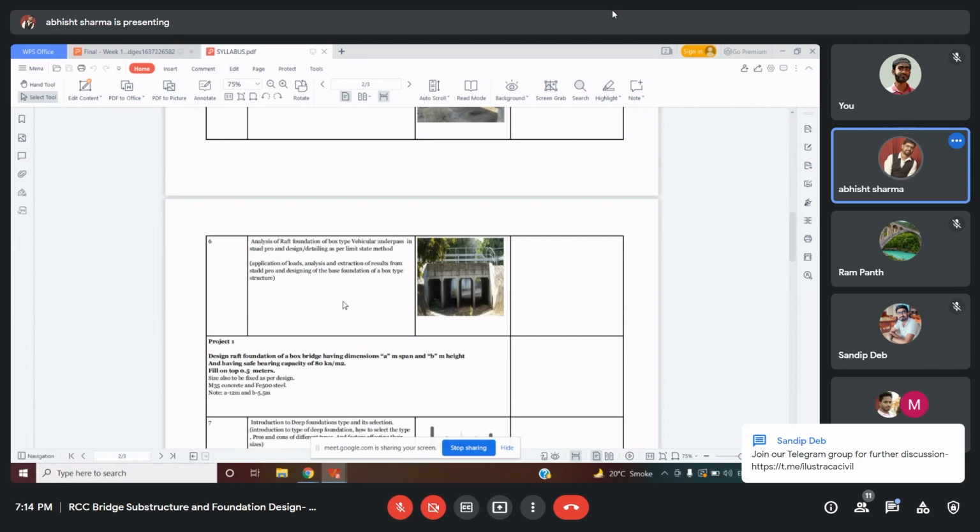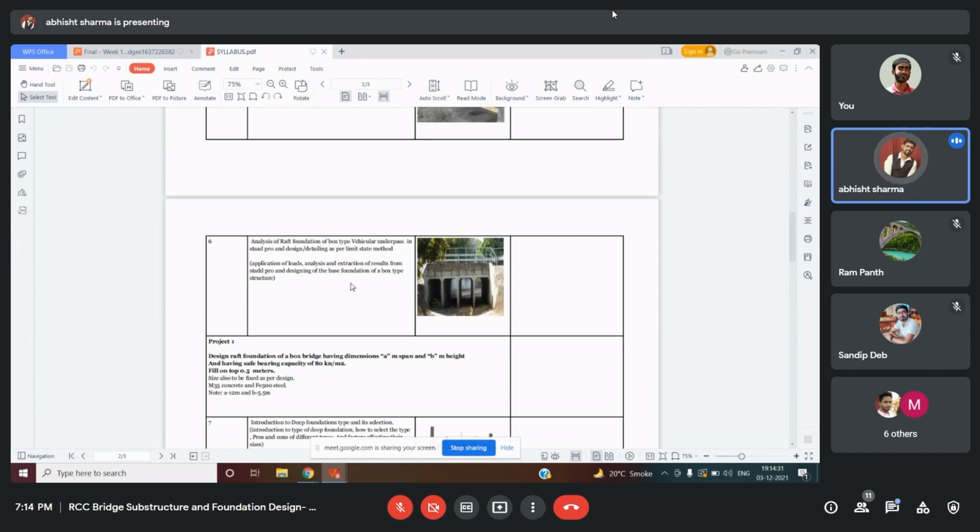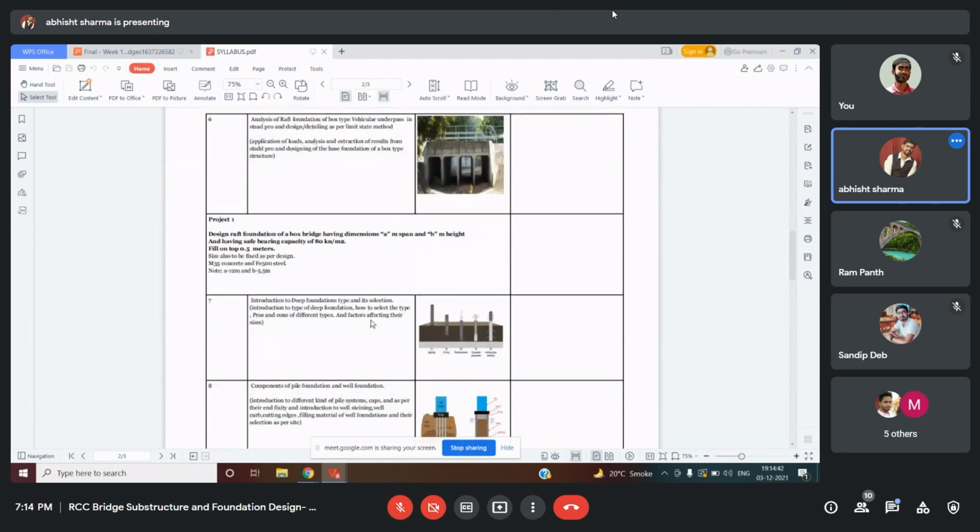So you can look through that course. In this one, we will be doing the raft foundation. Again, we will be doing this in STAAD.Pro, and then the RCC design, all these things we will be covering in the normal hand calculation. Then this is all about the open foundation or the shallow foundation that we have in the system of our bridges.